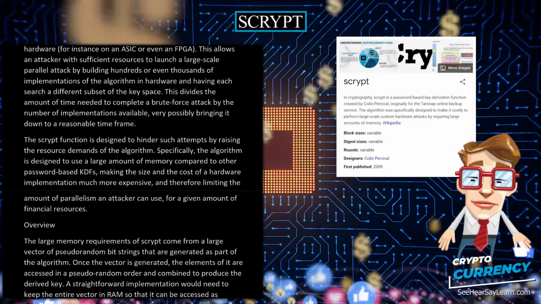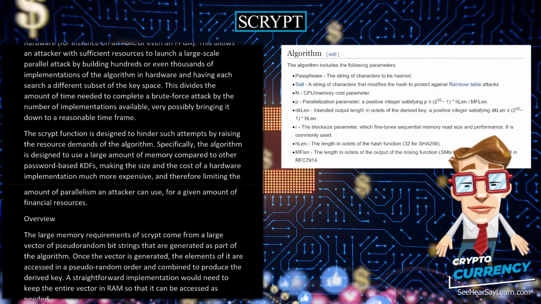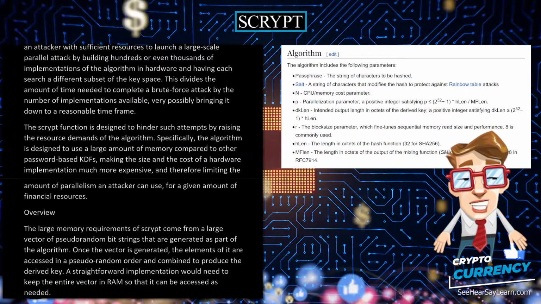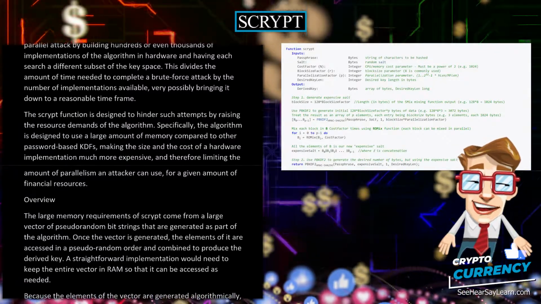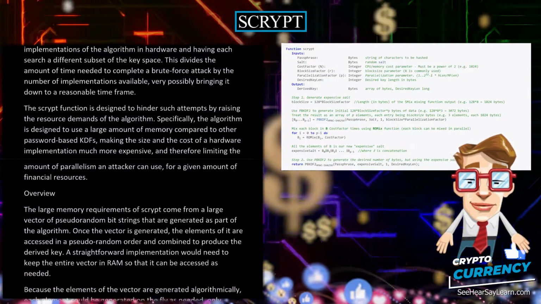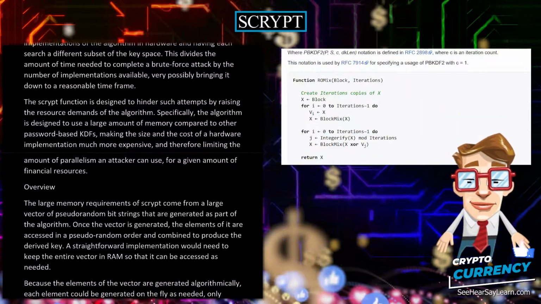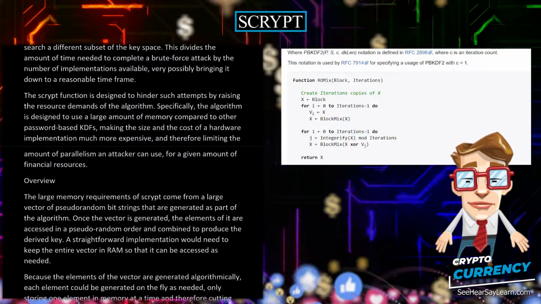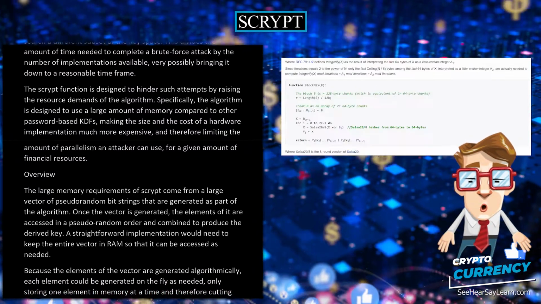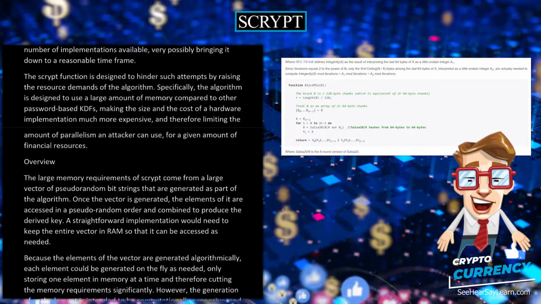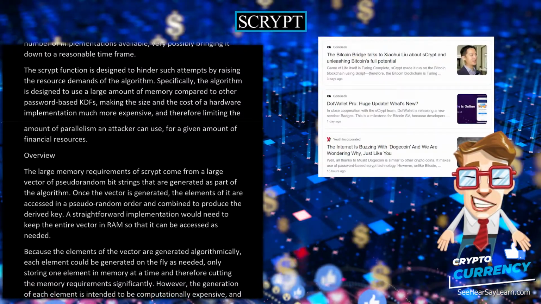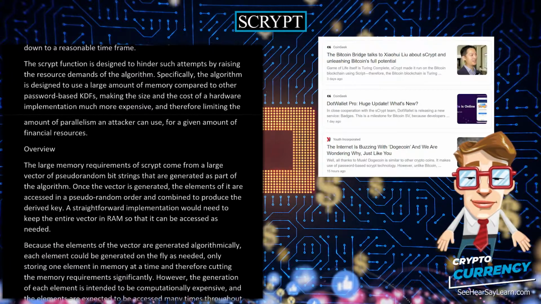The scrypt function is designed to hinder such attempts by raising the resource demands of the algorithm. Specifically, the algorithm is designed to use a large amount of memory compared to other password-based KDFs, making the size and the cost of a hardware implementation much more expensive, and therefore limiting the amount of parallelism an attacker can use, for a given amount of financial resources.